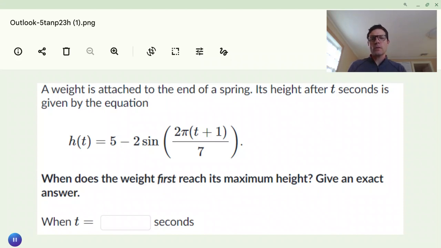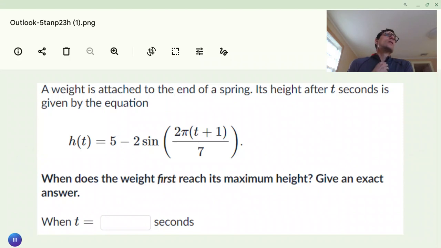Okay, h of t equals 5 minus 2 sine of the quantity 2 pi times t plus 1 over 7. So just think of it like this, where t is the amount of seconds, and then h is the height. As the spring bounces, it goes to a minimum height and back up to a maximum height, minimum height, maximum height. And we're asked, when does the weight first reach its maximum height?